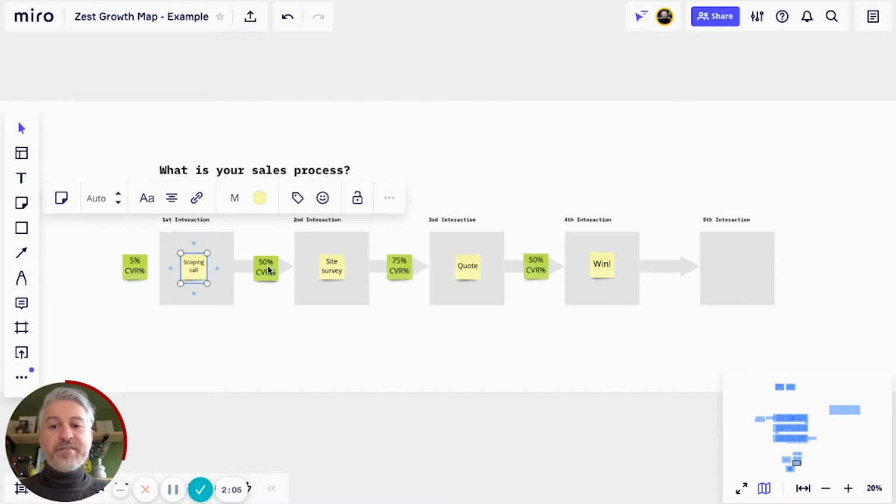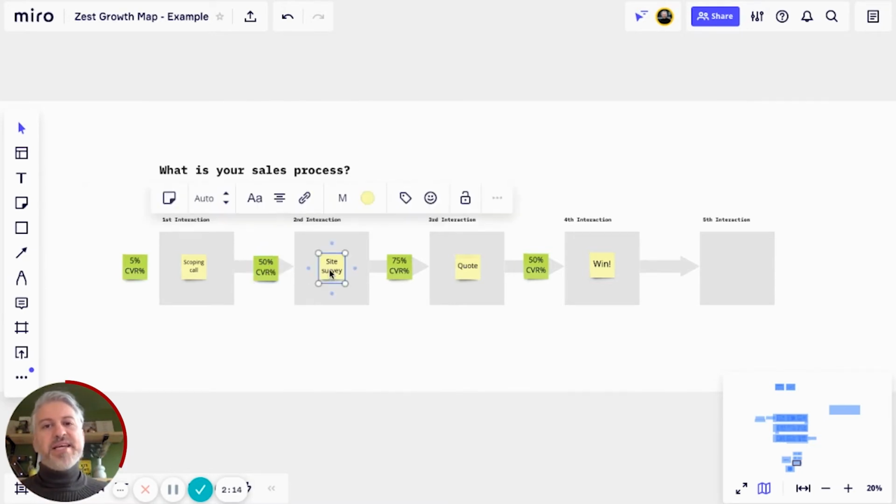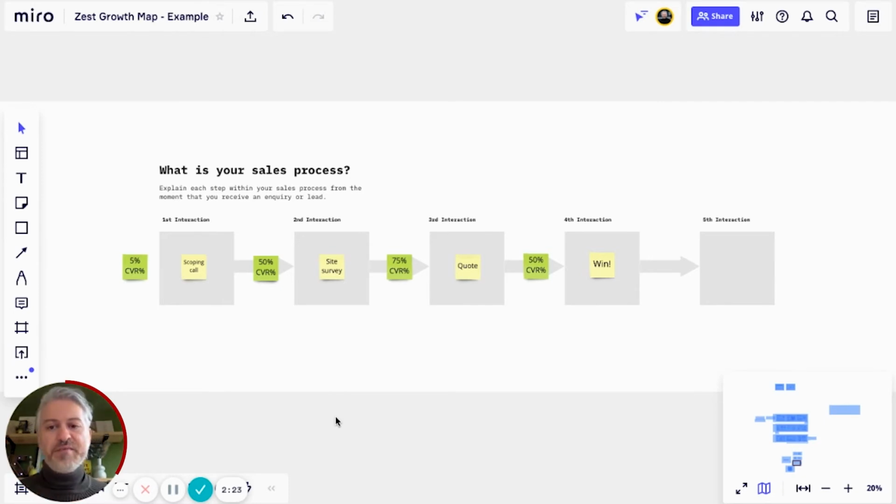So what we're saying is that 50% of all the inquiries that come in actually end up qualified. And once they've been qualified, we're saying that the next step is a site survey. With a site survey, obviously that's quite a time-intensive thing, so that's why that first interaction is really important. But at this point, we know that the lead is qualified. We then conduct an on-site survey, or whatever that looks like to you.